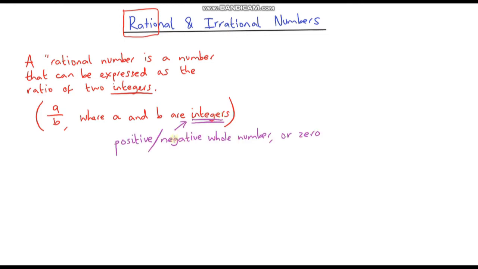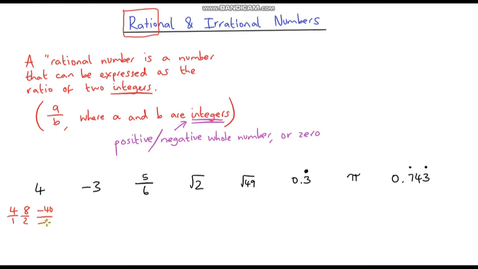So now I'm going to list a bunch of numbers, and we're going to go through each of those numbers and categorize them as either rational or irrational. So if we look at the first one, 4, that is clearly a rational number because that can be expressed as the ratio of 2 integers. So we could say that 4 is the same as 4 over 1. 4 divided by 1 is 4. Or we could say 8 over 2. Or we could get quite fancy and we could say negative 40 over negative 10. That will still give us a value of 4.